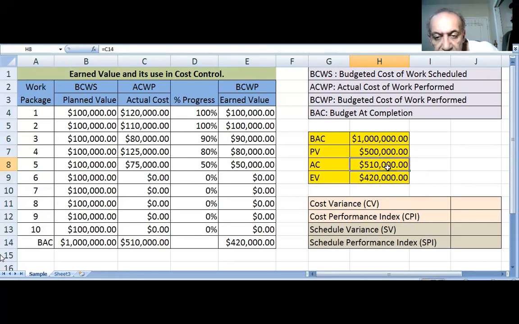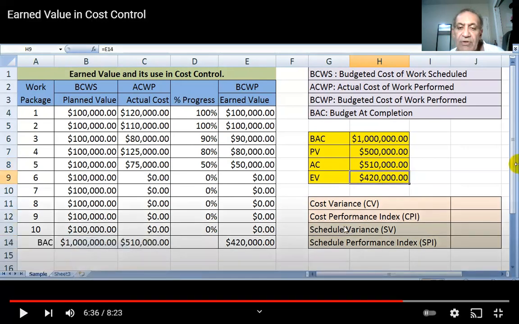But what is the actual work we completed and how much is it worth? The worth of the work you completed is 420,000. So let us take those numbers. You really spent 510,000 and what you did is worth only 420,000. Actually, you should spend 500, but you spent 510. And at the same time, this work is not worth 510. It's worth only 420,000. So how far is the deviation?